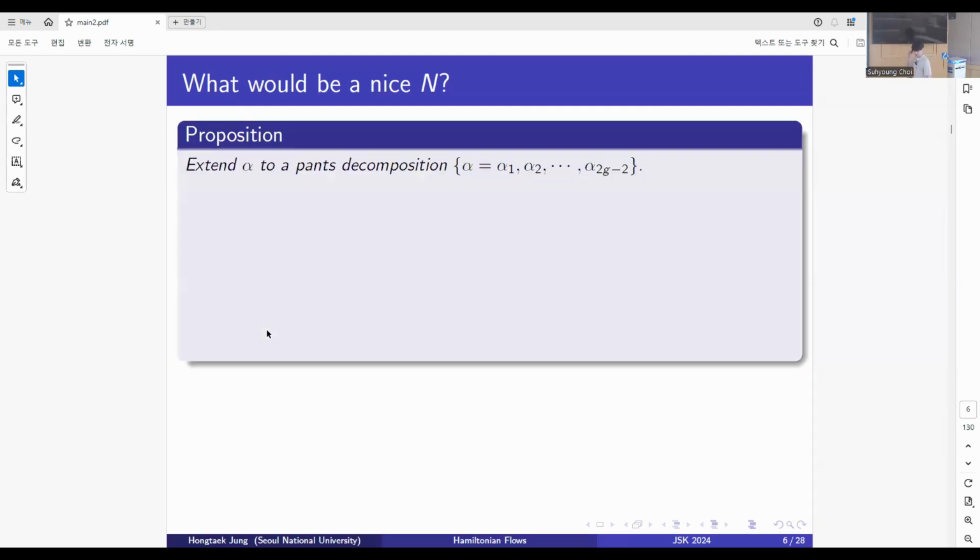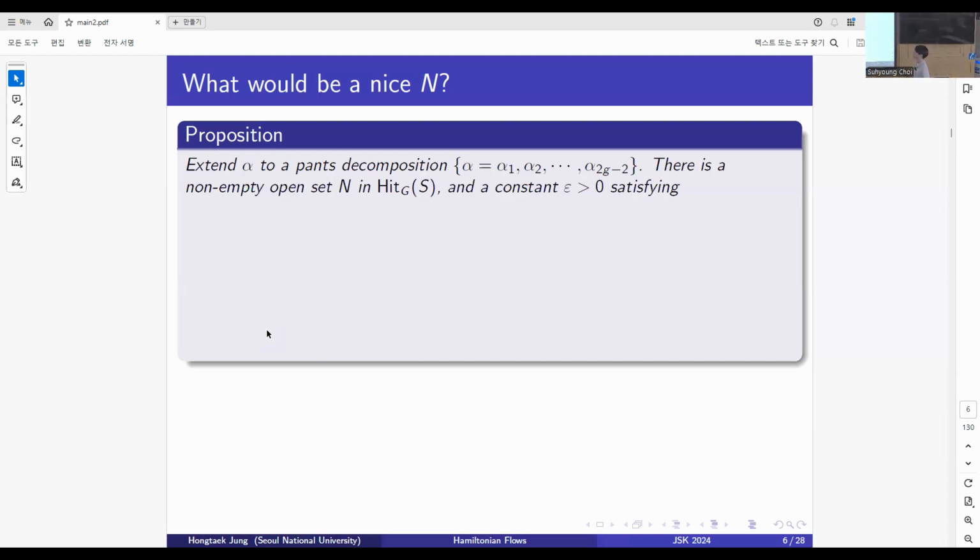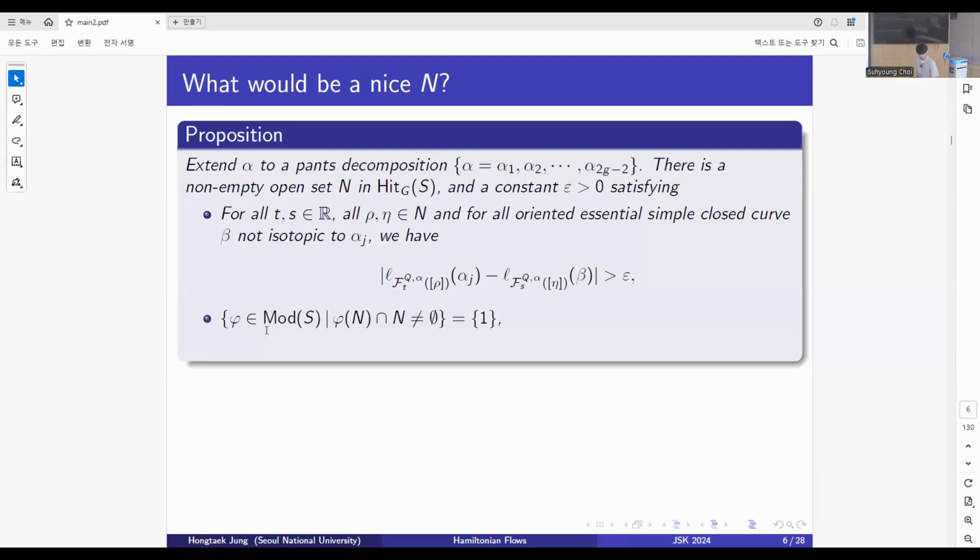So here's the proposition. We have chosen alpha from the beginning, and this was an essential simple closed curve. You can extend it to a pants decomposition, which means I choose a maximal collection of pairwise disjoint simple closed curves, and you remove all these simple closed curves, then you get a collection of pairs of pants. That's the pants decomposition. And then there is a non-empty open set N in the G-Hitchin component, and a constant epsilon bigger than 0, satisfying the following three conditions.